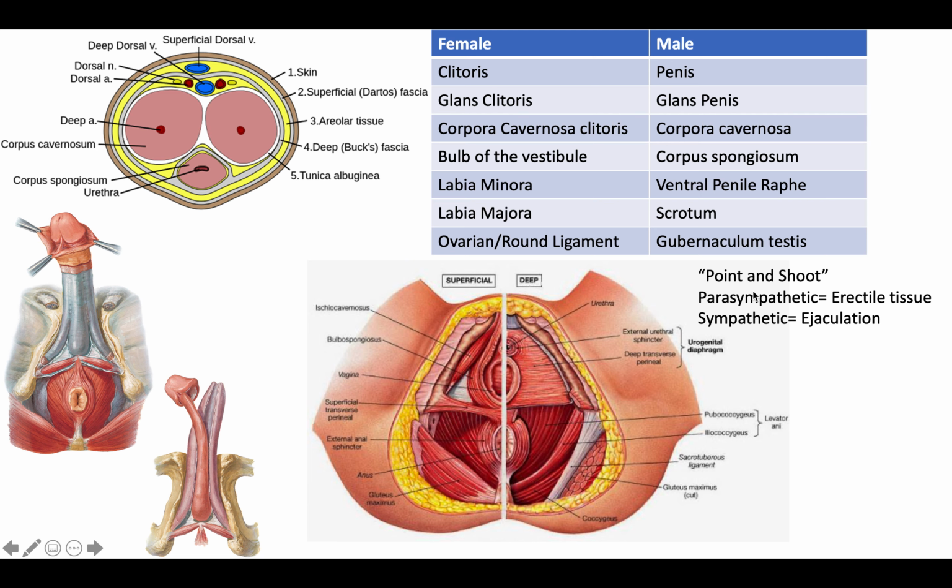I put this here as a reminder for myself. Whenever it comes to erections, that is controlled by the parasympathetic innervation, usually the pudendal nerve, S2, S3, S4. Your sympathetic is controlling the ejaculatory part. So the mnemonic for that is point and shoot. Point being talking about erectile tissue, and shoot talking about ejaculatory function. So P for parasympathetic, S for sympathetic. I hope that helps for memorizing that.